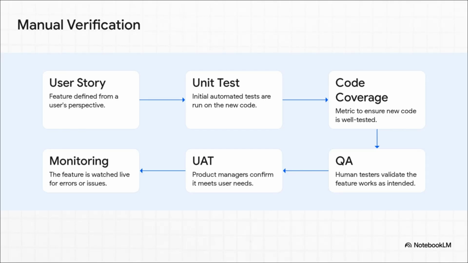Looking back at our map, we're now at these two steps, QA and UAT. At this point, the code is put on a staging server. Think of it like a perfect copy of the live app that only internal people can see. And for the first time, real people are going to use it and, maybe more importantly, try to break it.